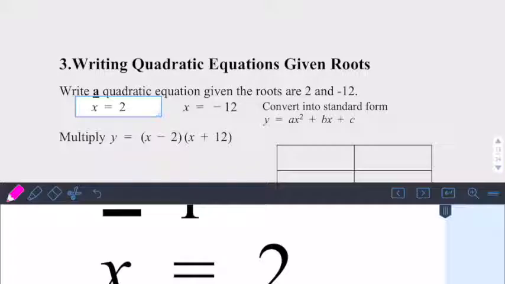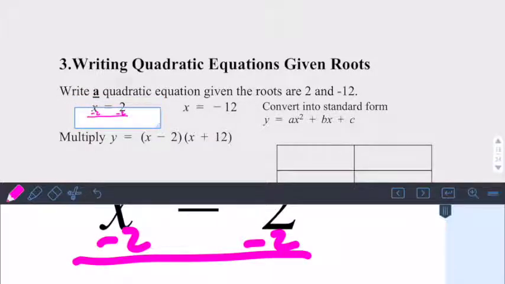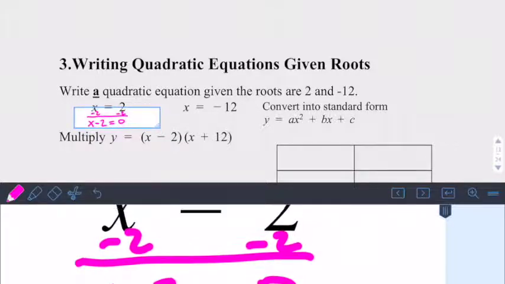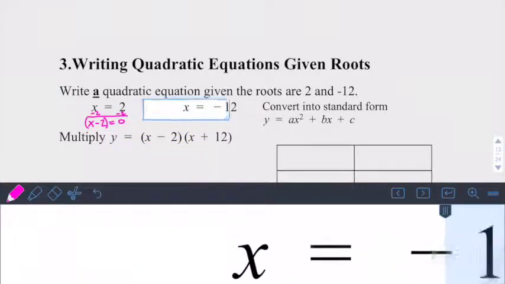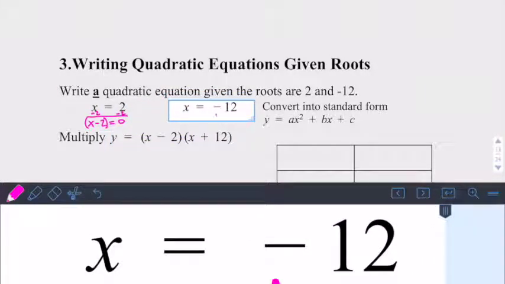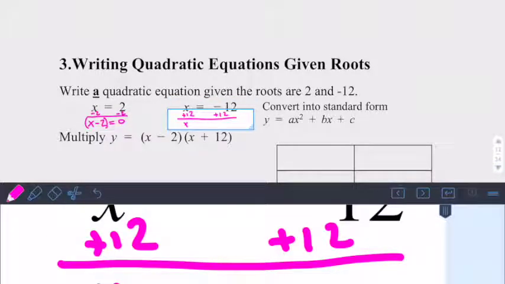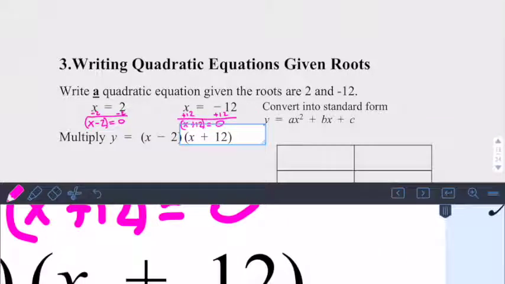So what I'm going to do is I'm going to go backwards. I'm going to subtract 2 from both sides. So now I get x minus 2 equals 0. Remember how we had that before? This x minus 2 is one of our factors. I can do the same thing with minus 12. I'll add 12 to both sides. So I get x plus 12 equals 0. And that's where my other factor came from.